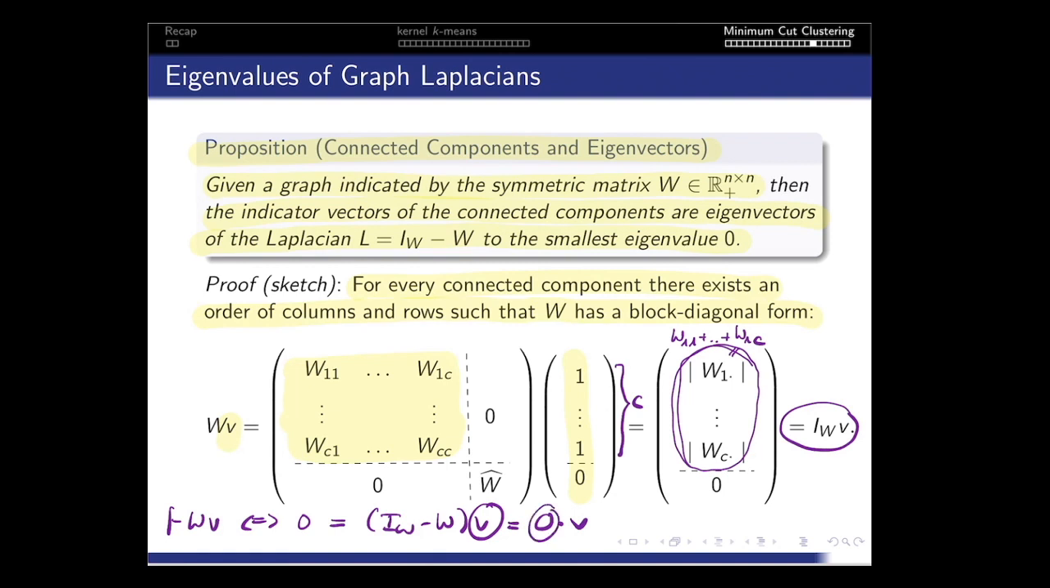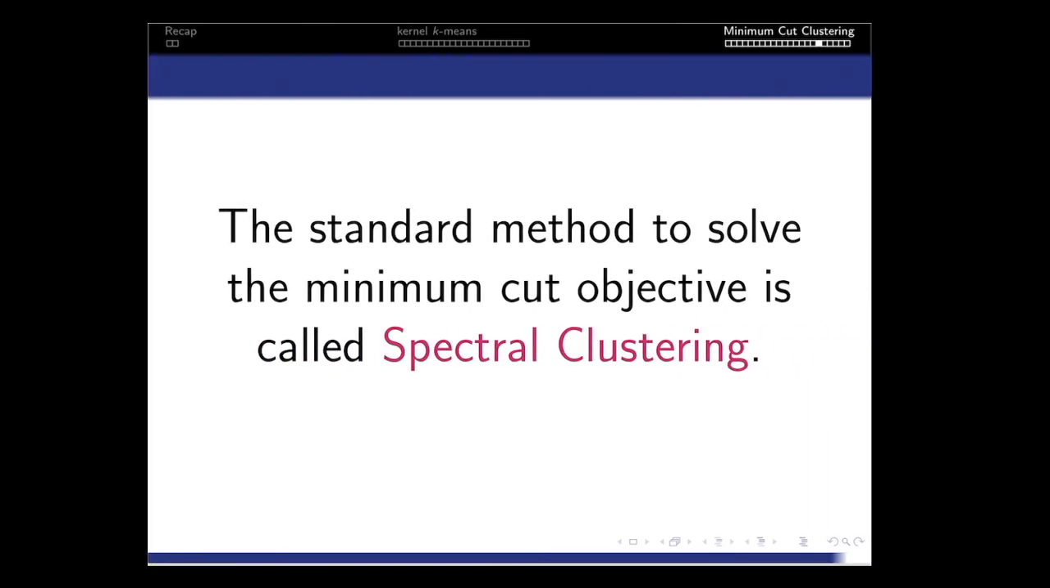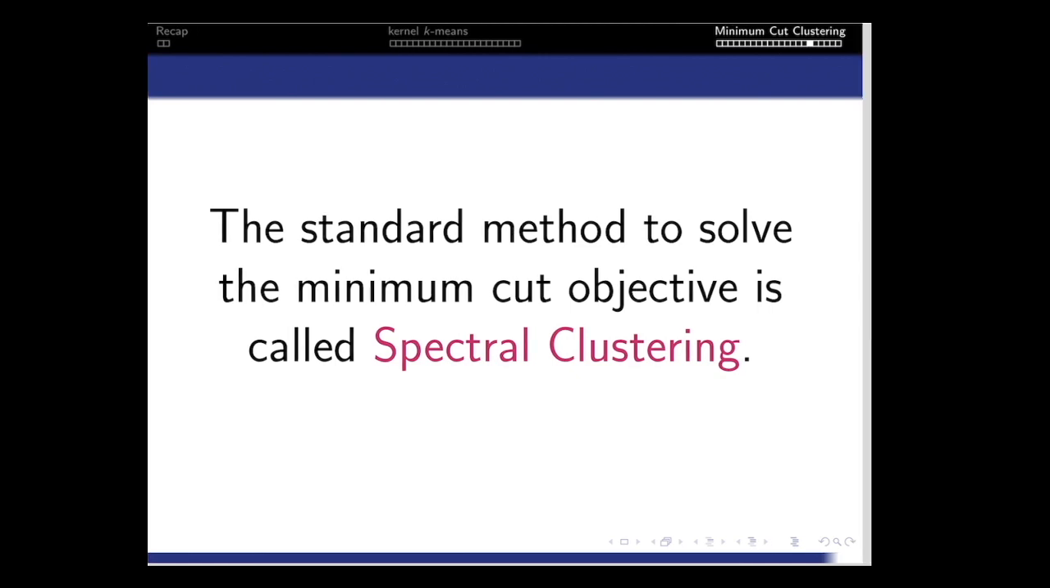Okay, so the eigenvectors to the eigenvalue 0 are here now actually not interesting because they indicate the connected components. What we do not want is to cluster based on connected components in a graph. And that is because clustering on connected components is very sensitive to noise. But this property here of the eigendecomposition will become important for spectral clustering. And spectral clustering is the standard method to solve the minimum cut objective.